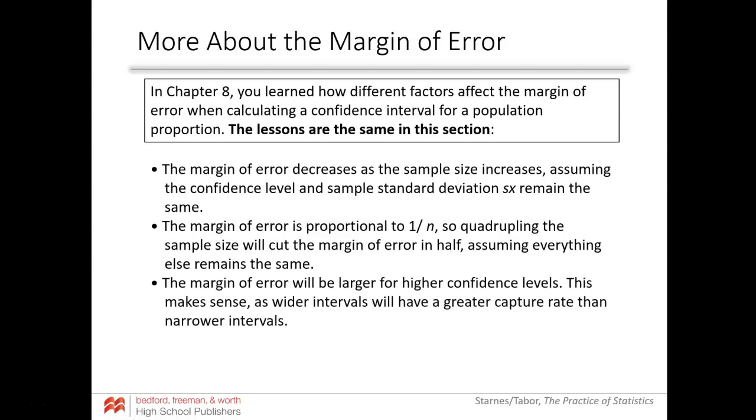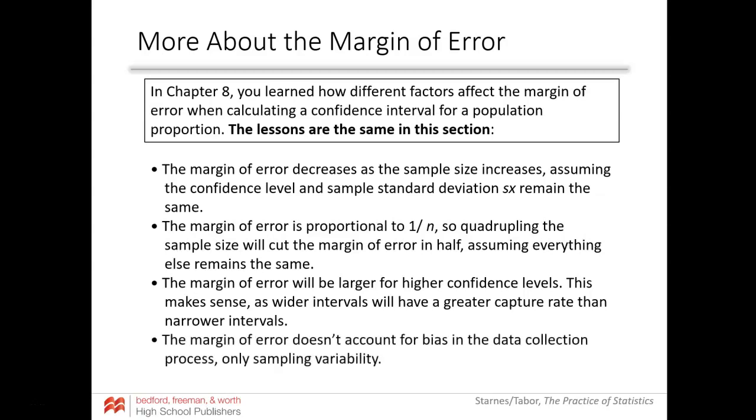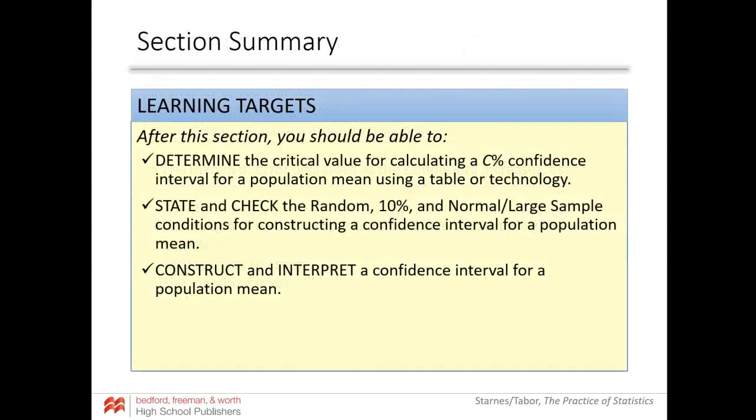All right, the margin of error will be larger if you increase the confidence level, which makes sense because if I have to capture the true mean, I've got to be that much more sure, so I have to increase my margin of error, make a bigger interval. And then the margin of error does not account for any sort of biases in your data collection process. It only worries about sampling variability. So if you have crappy data collection, that's on you, boo. You're going to have to fix the way you did things if you got bias.